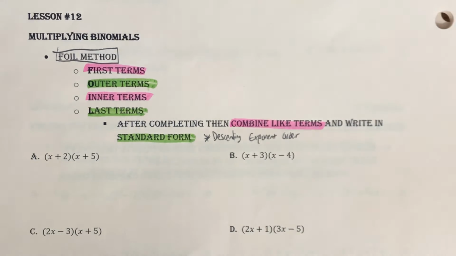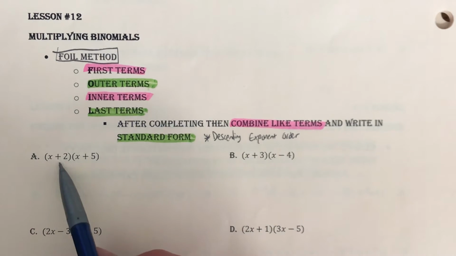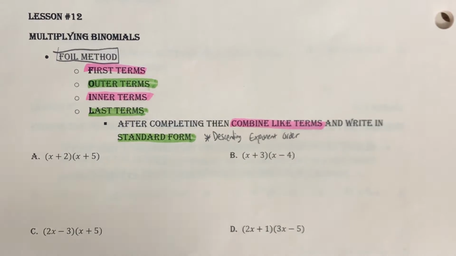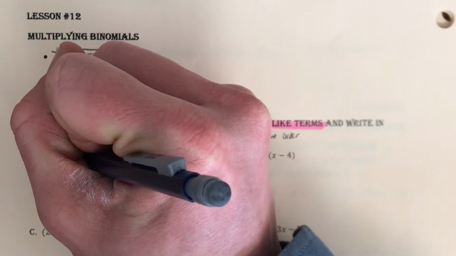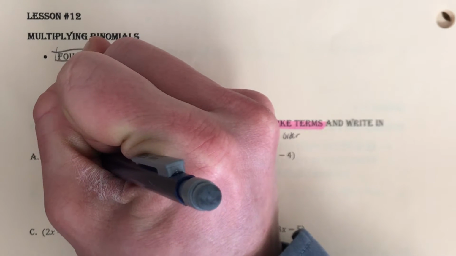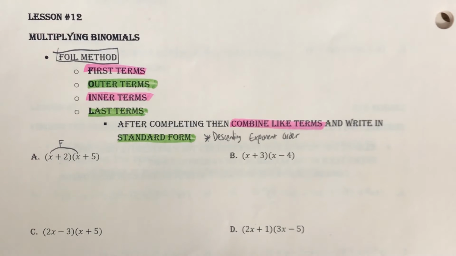So let's take a look at example A here. Example A says x plus 2 times x plus 5. So a two-term polynomial times a two-term polynomial, binomial times binomial. So in order to solve this or simplify it down, we're going to use the FOIL method. So the first thing we do on the FOIL method is we multiply the first term times the first term of the other binomial. So that is the F right there, x times x.